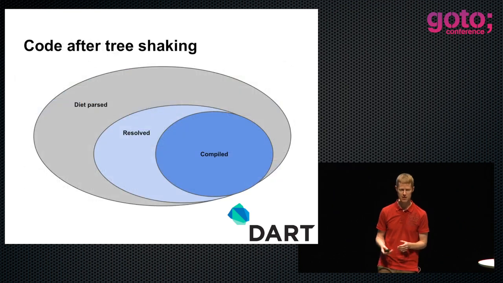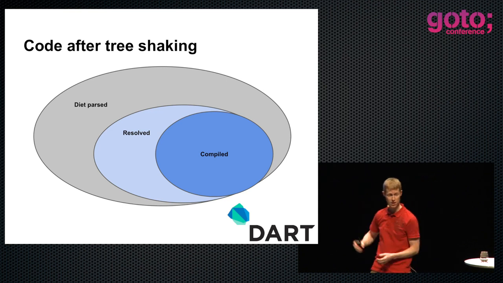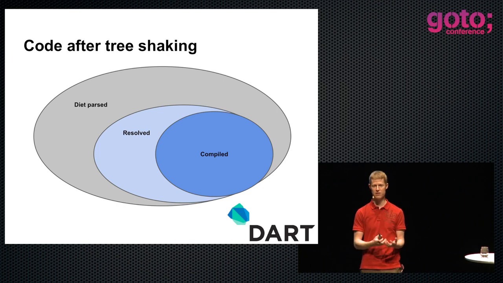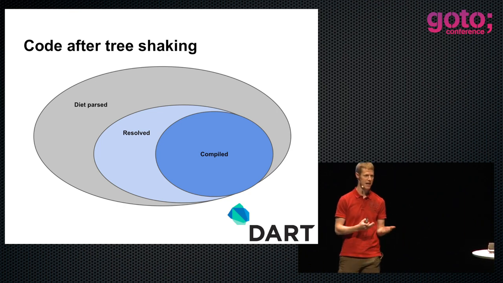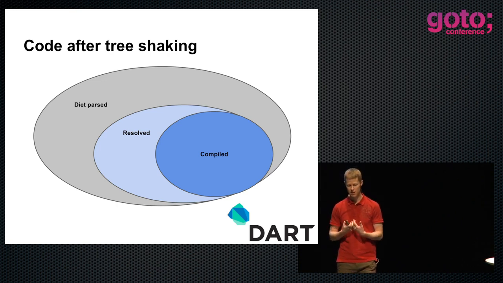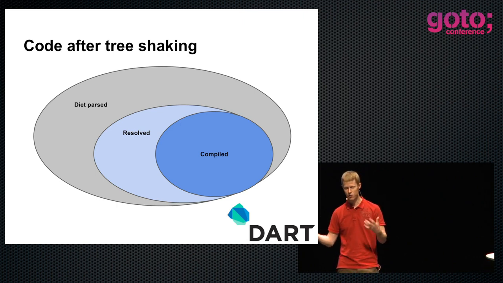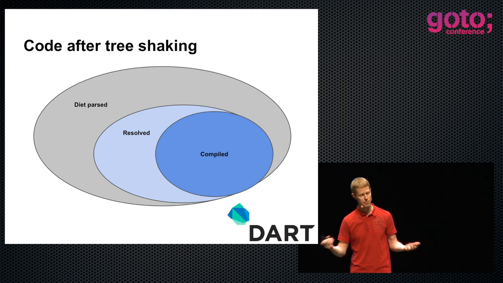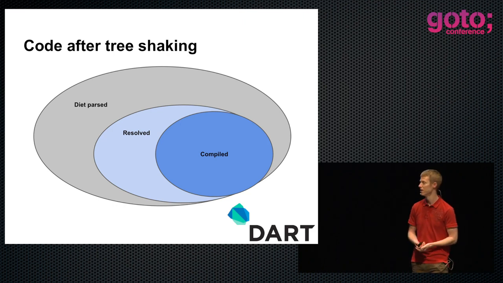This is very abstract, but the end result is that we end up diet parsing a whole lot. We resolve and parse slightly less than that, and we actually compile and generate JavaScript code for a subset of that. The net result is that something like a hello world example compiles to a very, very short amount of JavaScript code, and of course, the more dependencies and the more stuff you import from other libraries and include that way, the bigger your application will get. So it's more like pay-as-you-go than anything else.